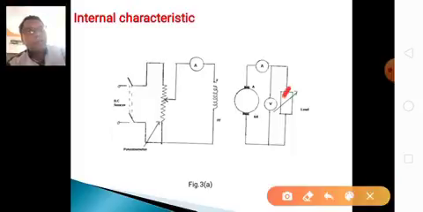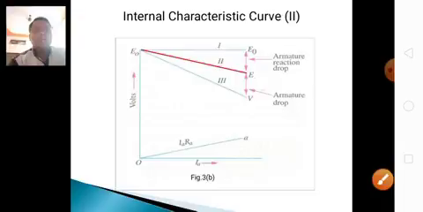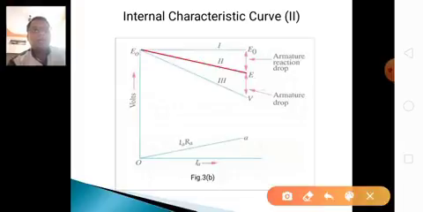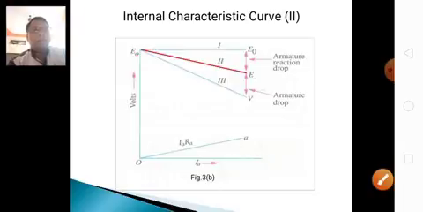Now we are applying some load. Across the armature is the voltage V, with the voltmeter and the ammeter here. This is the armature, this is the field winding, and this is the potentiometer. We are giving external supply from the DC source. The external characteristics are drawn between the voltage and armature current. E0 is the no load voltage, and IA is the armature current.